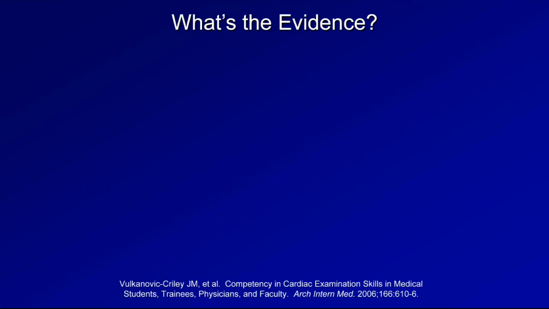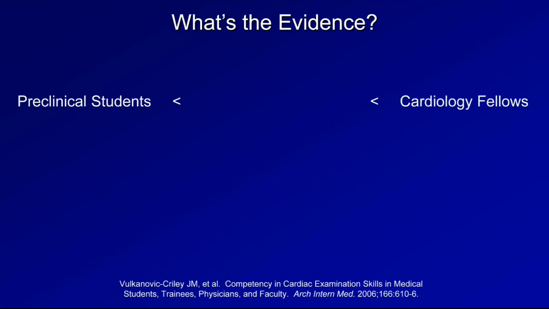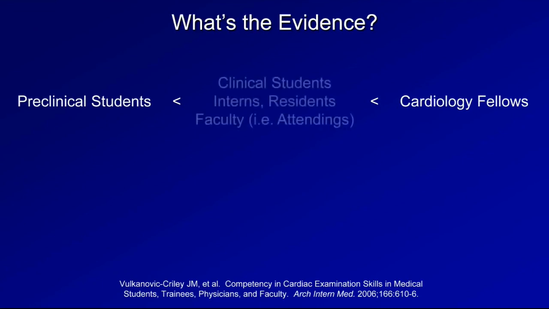First, as you might guess, the worst scoring group were preclinical medical students. Second, the best scoring group were cardiology fellows. Also not a surprise. What was surprising, however, is that the scores of clinical medical students, interns, residents, and the senior level faculty were not statistically different from one another. That's right, as a group, third-year medical students were just as competent at identifying the presence of abnormal heart sounds and murmurs as cardiologists.